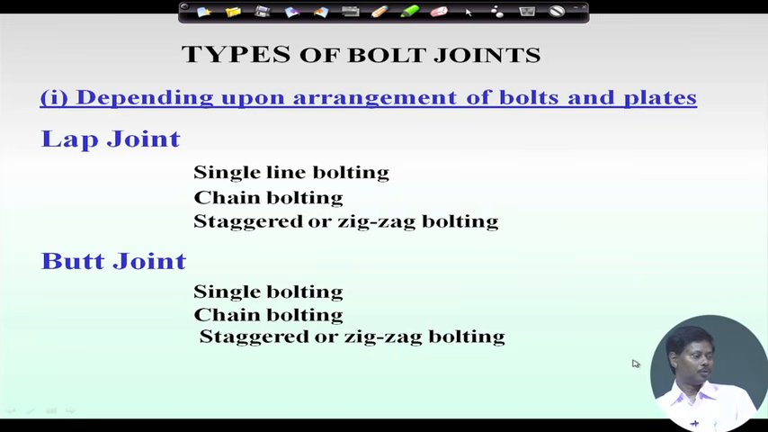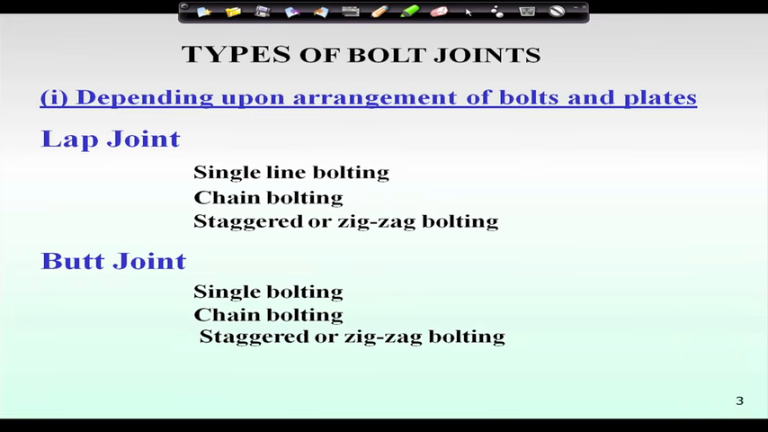Now, coming to the arrangement of bolts, we have two types of joint we can make. One is lap joint, another is butt joint. In case of lap joint, as we have seen earlier, we can make single bolting, chain bolting and stagger bolting. In case of butt joint, similarly we can have single bolting, chain bolting and stagger bolting. So, coming to the different bolting patterns, first let us come to chain bolting.